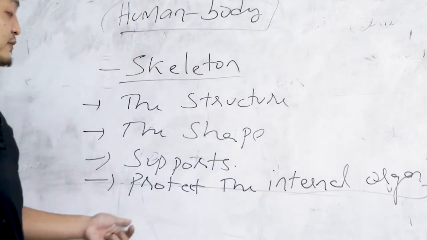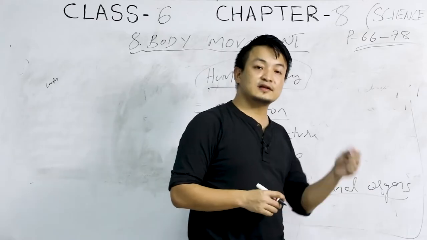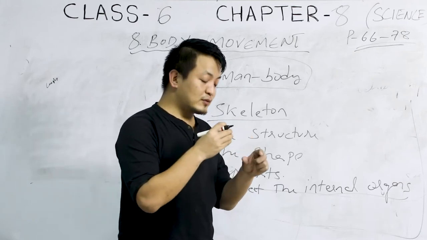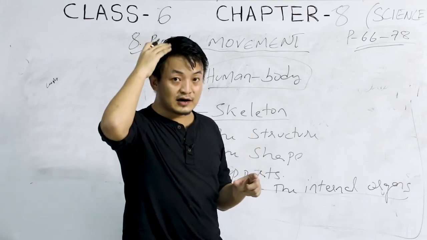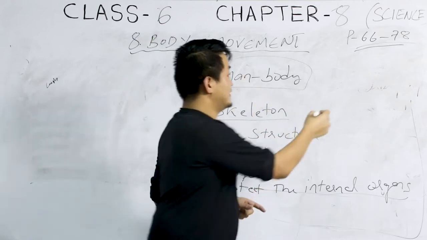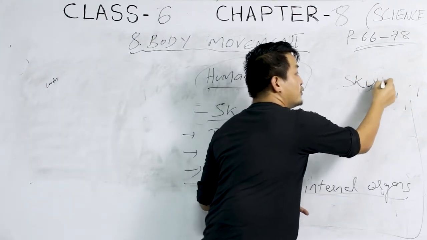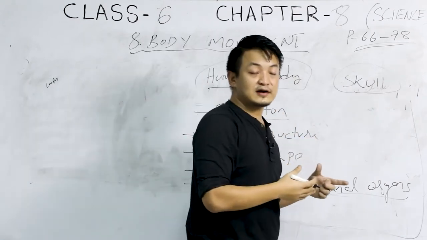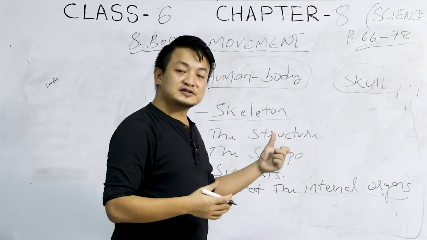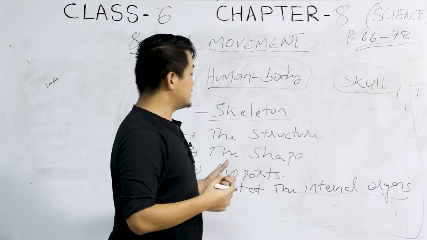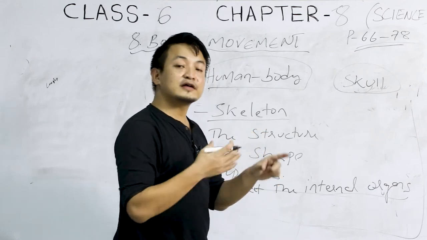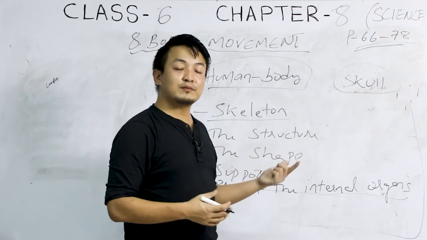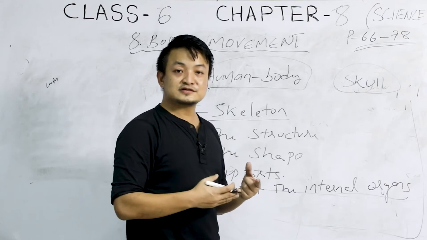Now, this is very important. It protects the delicate internal organs. See, our brain is very delicate, right? And our brain is enclosed inside the skull. We have this skull bone here, and in this part our brain is enclosed. Clear? Even in the rib cage, the heart and the lungs are enclosed. Even in the backbone, the spinal cord is enclosed.